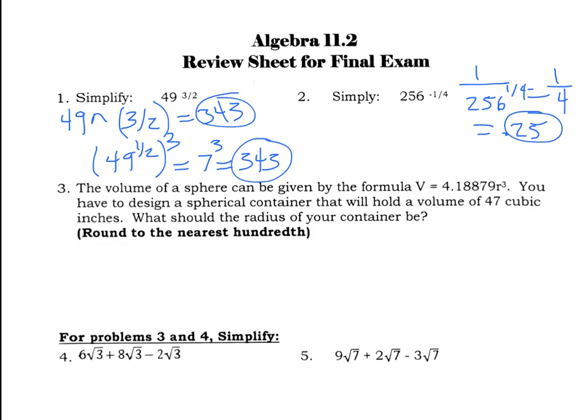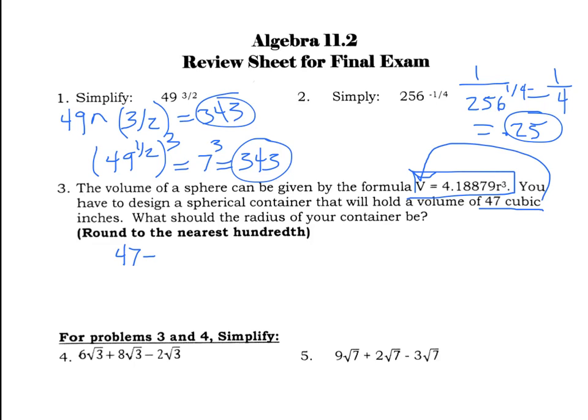Okay, number 3 gives us a little bit of a story problem type scenario, but the key thing is it gives us this formula for the volume of a sphere. And the volume of a sphere is 4.18879 times the radius of the sphere cubed. And the problem says, what if we had a sphere with this volume, 47 cubic inches, what should the radius be? Well, the volume is this guy right here, the V. What I don't know is the R, so I'm going to set up an equation.